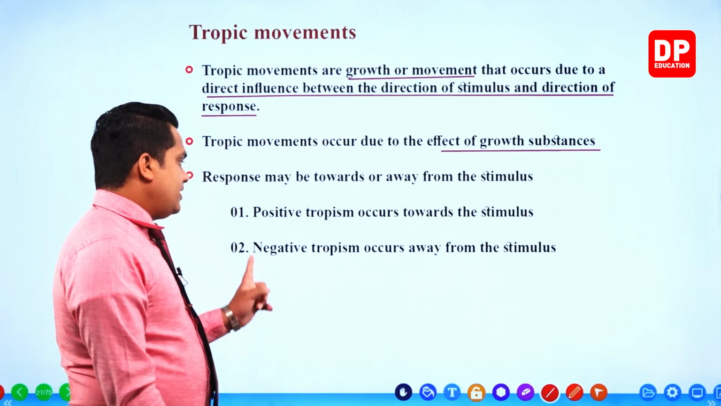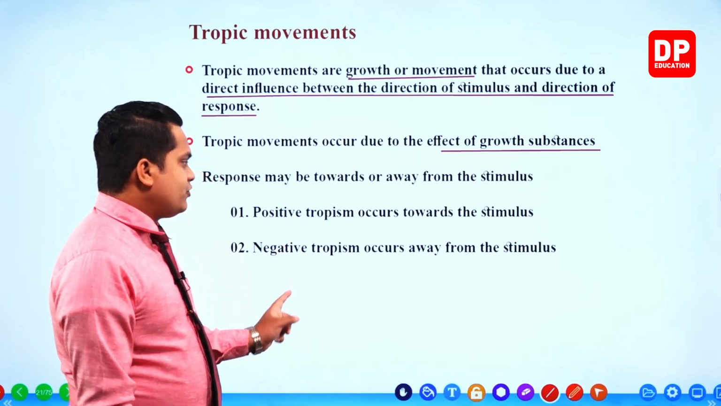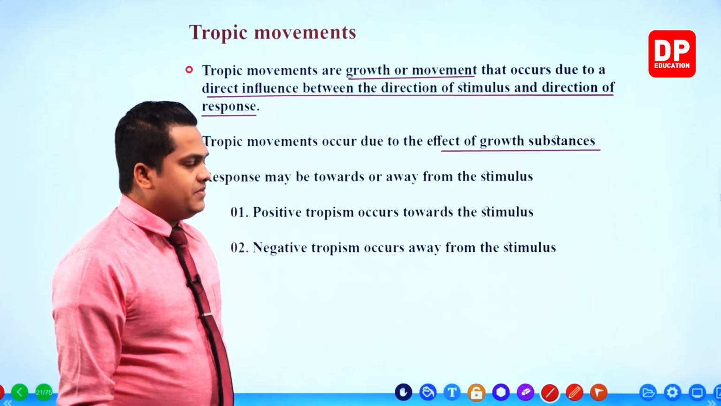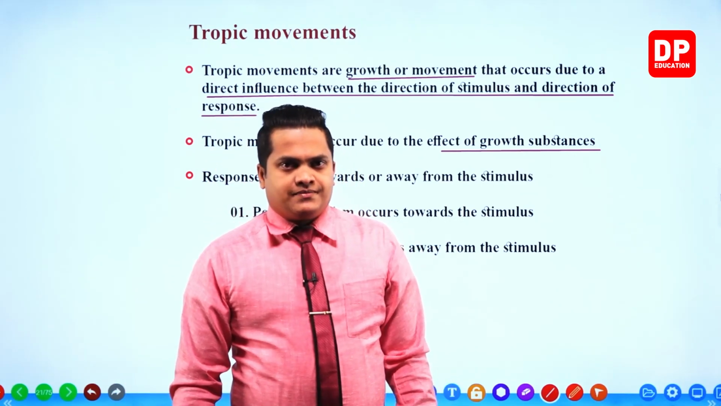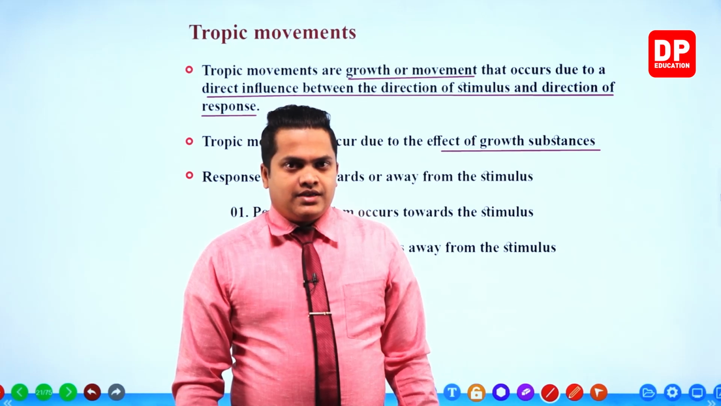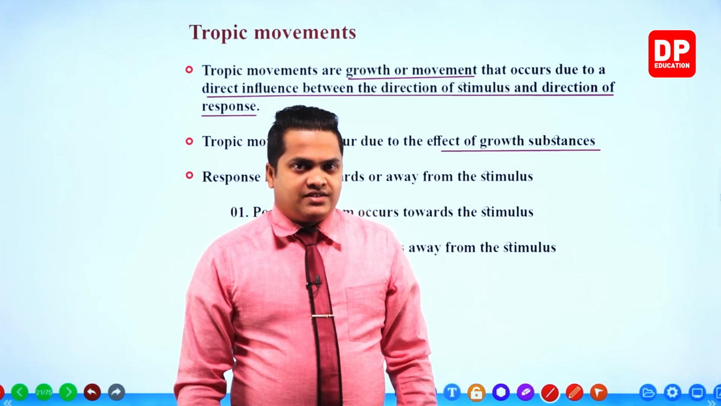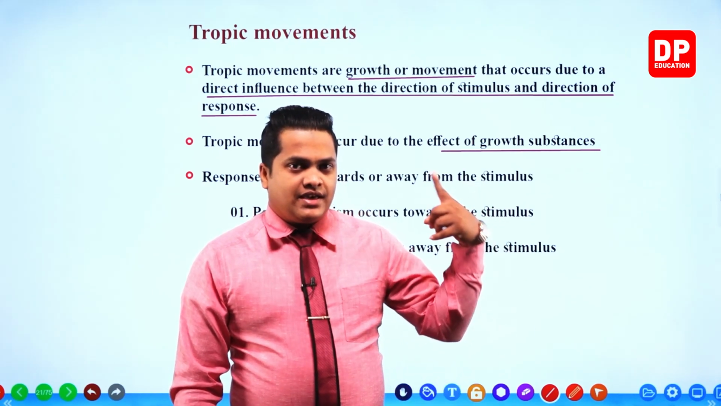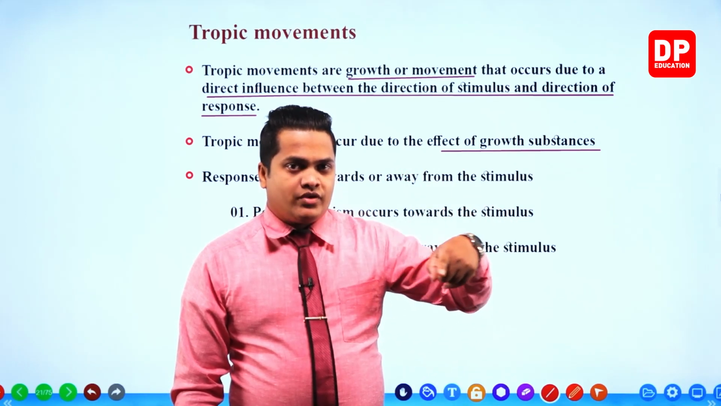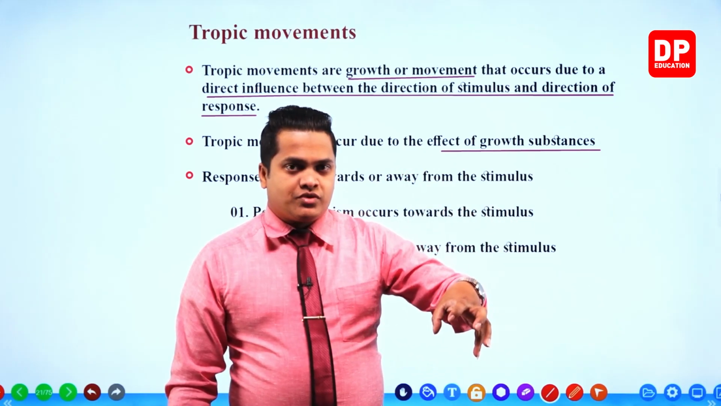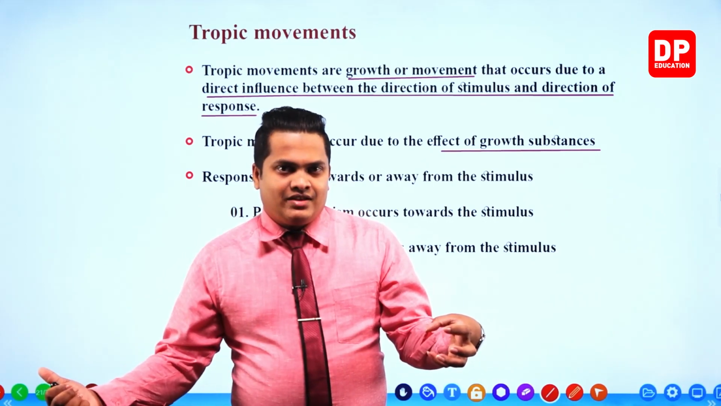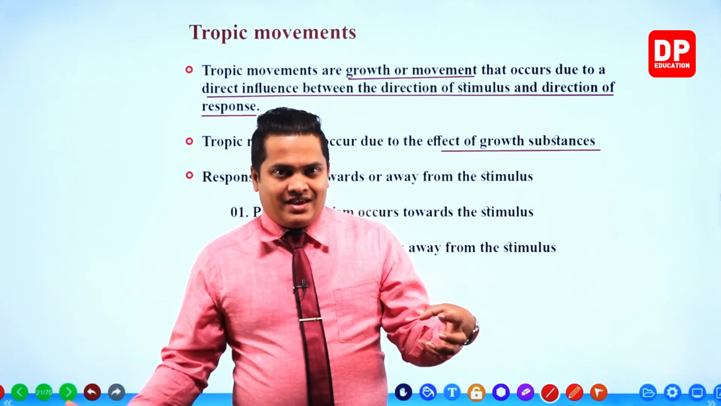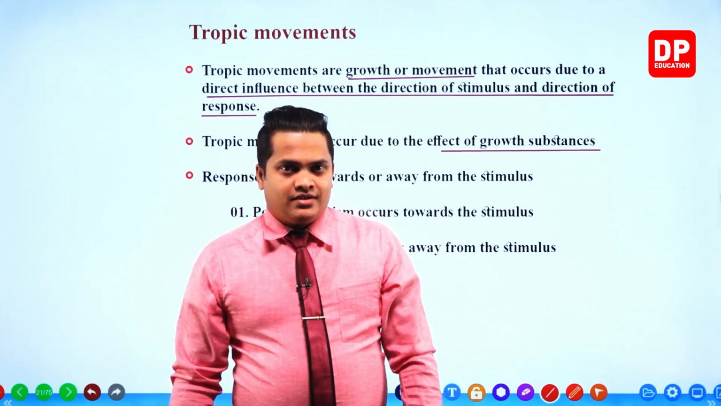Then the second one, negative tropism. Negative tropism occurs away from the stimulus. Like I said, not related to the plants, this thing. Like I said in the earlier case, when you are running around the ground and a snake is going to come, that is the stimulus, and you are going to run away. Not towards, but away. That is the response.